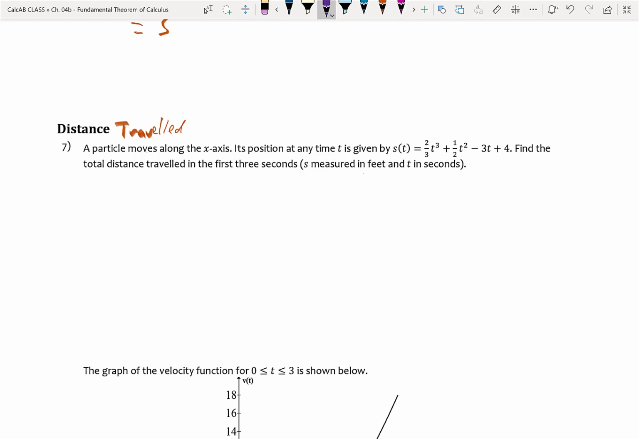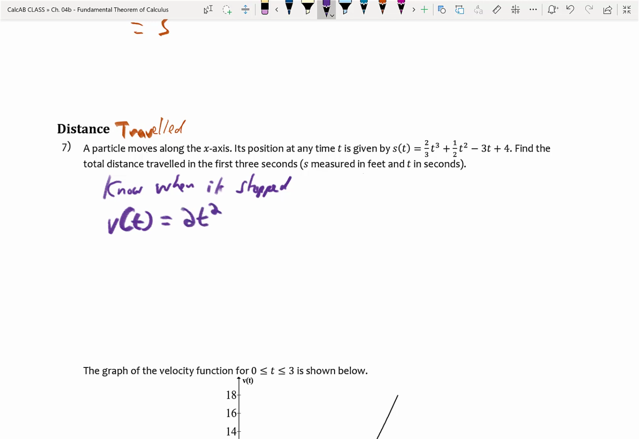So the whole idea of a total distance traveled is you need to know when it stopped, because when it stopped, it turned direction, unless it just stuttered and tried to keep going, but nah. So that means I need to know when v of t is equal to 0. And v of t is the derivative of s of t, and s of t is given.